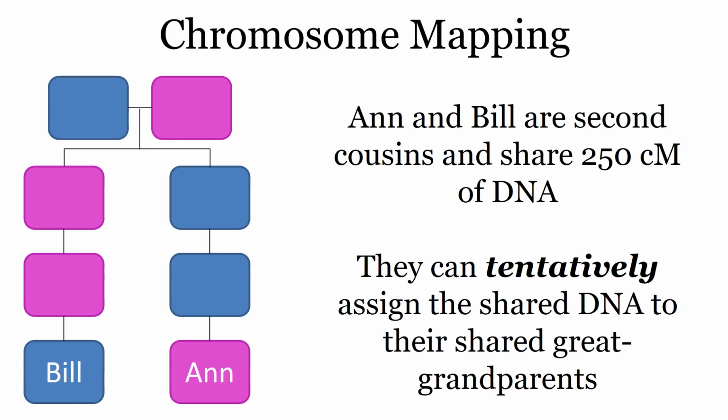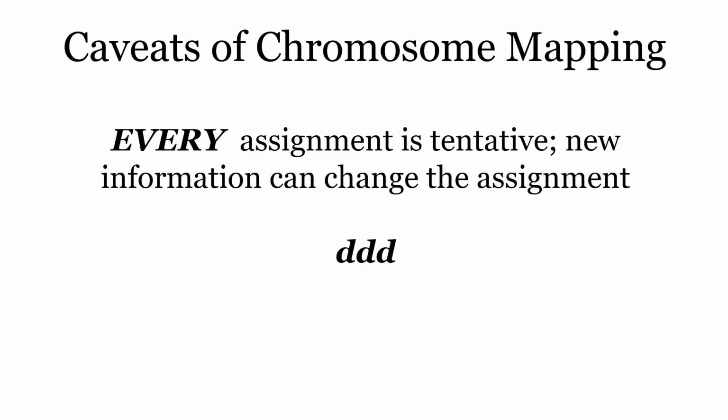Now, of course, I have "tentatively" here in bold and italics for a reason, because every assignment is tentative. New information can come along that can change the assignment, and as a result, we shouldn't consider assignments to be done. When we assign segment A on chromosome 1 to our great-grandfather, that's not the end of the story. We're always reviewing that in light of new matches, in light of new information. Whatever comes along, we always have to remember that every assignment is tentative.